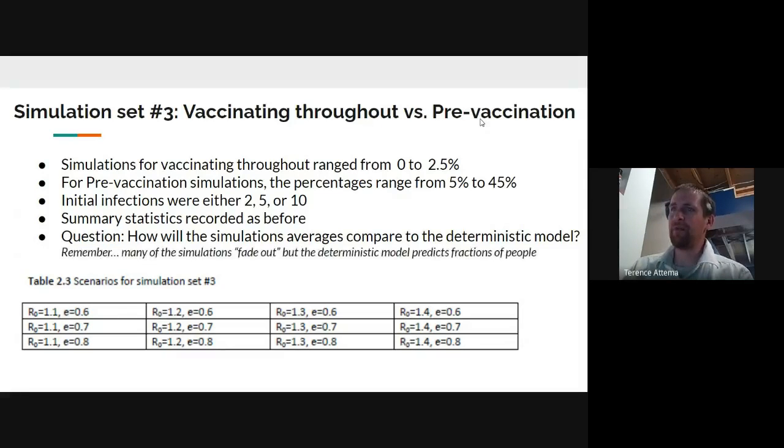And remember, the fade out actually has a big deal with that. But I found that even if you account for the fade outs, I believe in some cases the deterministic model was still over predicting what would happen. So I'll have to review my work to confirm that. But that was sort of the idea. And then, I've got a table of scenarios. I tested all of those and then some.